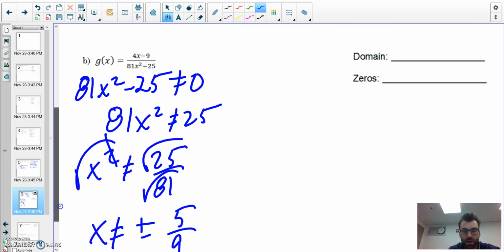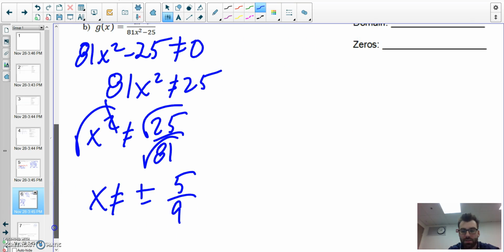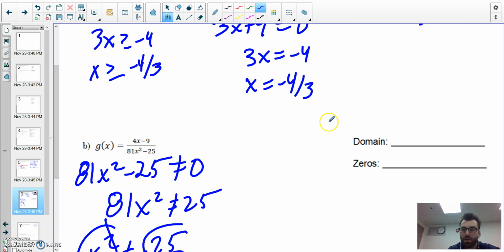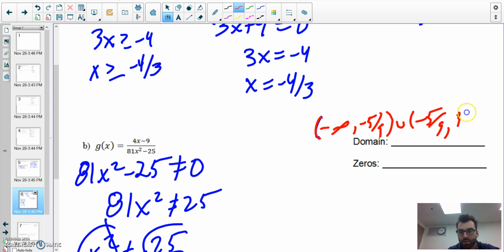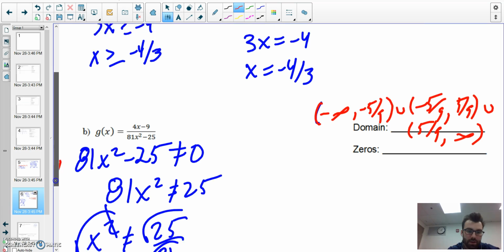Okay? So I already know this is going to be a long one. So x cannot equal plus or minus 5 over 9. It can equal any other number. This is going to be long for my domain. I'm going to put it in red. All right. Negative infinity to -5 over 9. Union. Hopefully I can fit it. -5 over 9 to 5 over 9. Union 5 over 9 to infinity. All right.